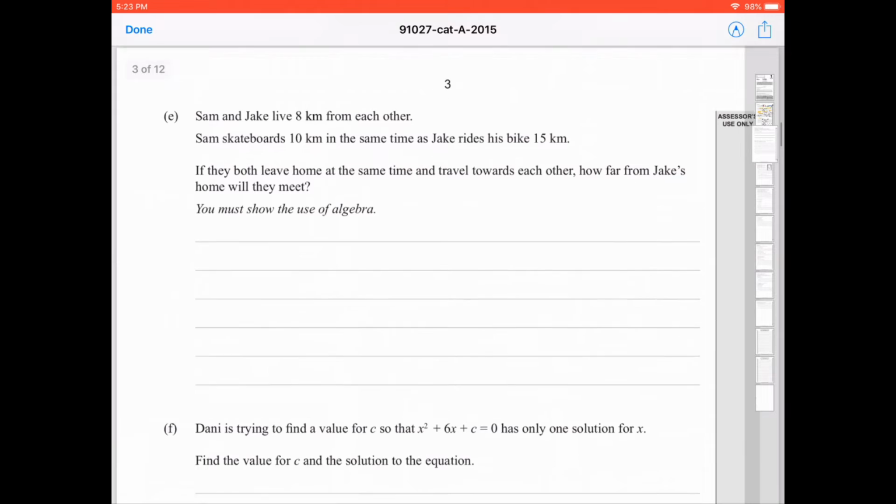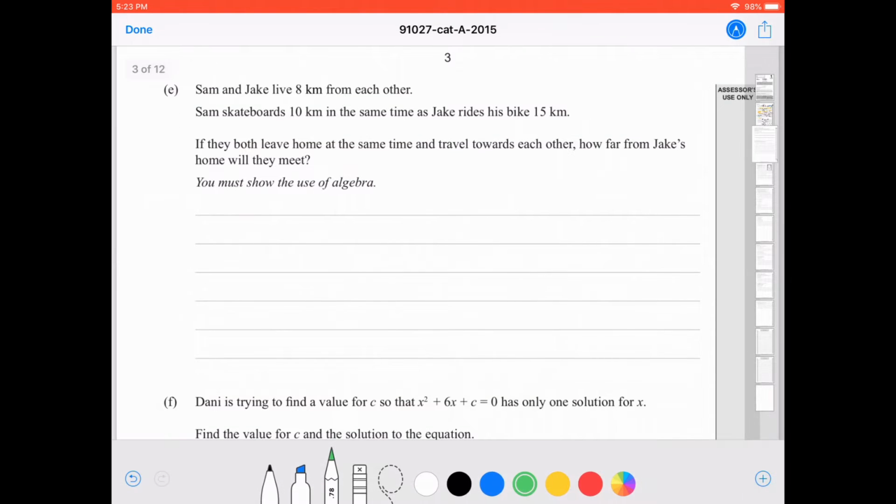Okay, let's move on to question 1E now. Question says, Sam and Jake live 8 kilometres from each other. Sam skates 10 kilometres in the same time as Jake rides his bike 15 kilometres. If they both leave home at the same time and travel towards each other, how far from Jake's home will they meet? Okay, so again we're going to be setting up some equations here. The first thing we can do is draw a bit of an illustration.